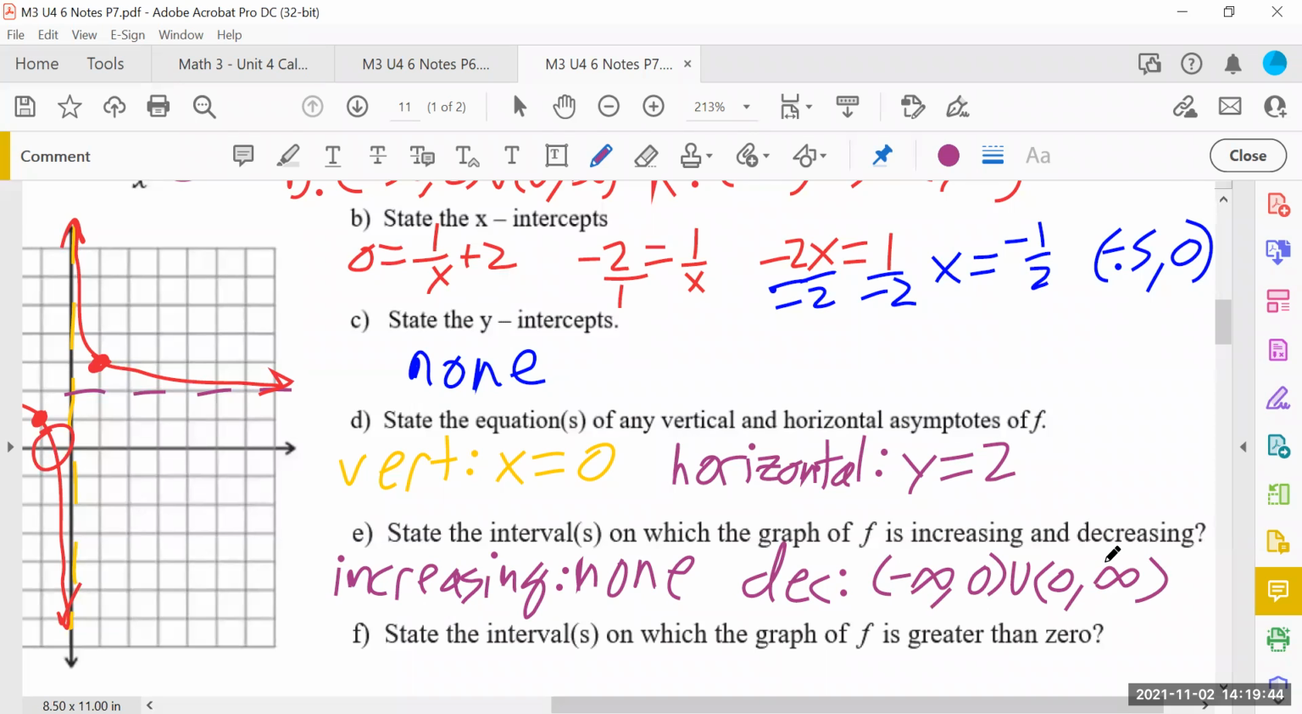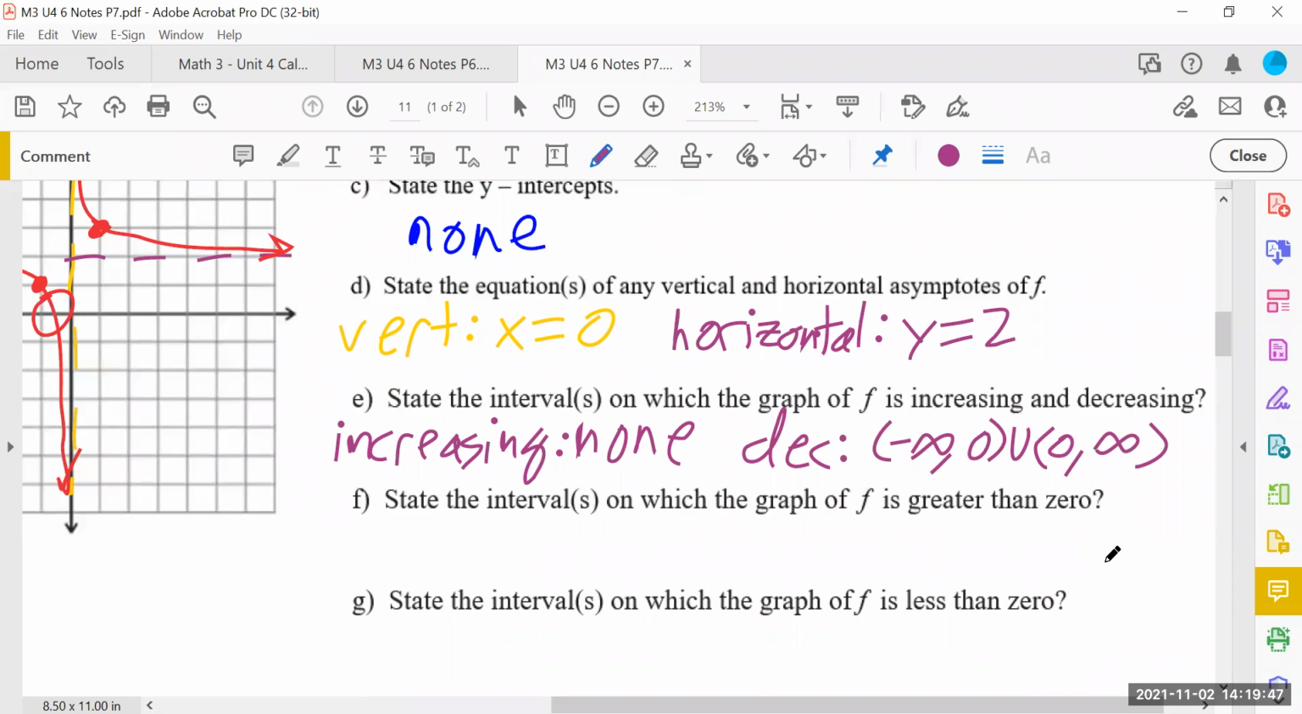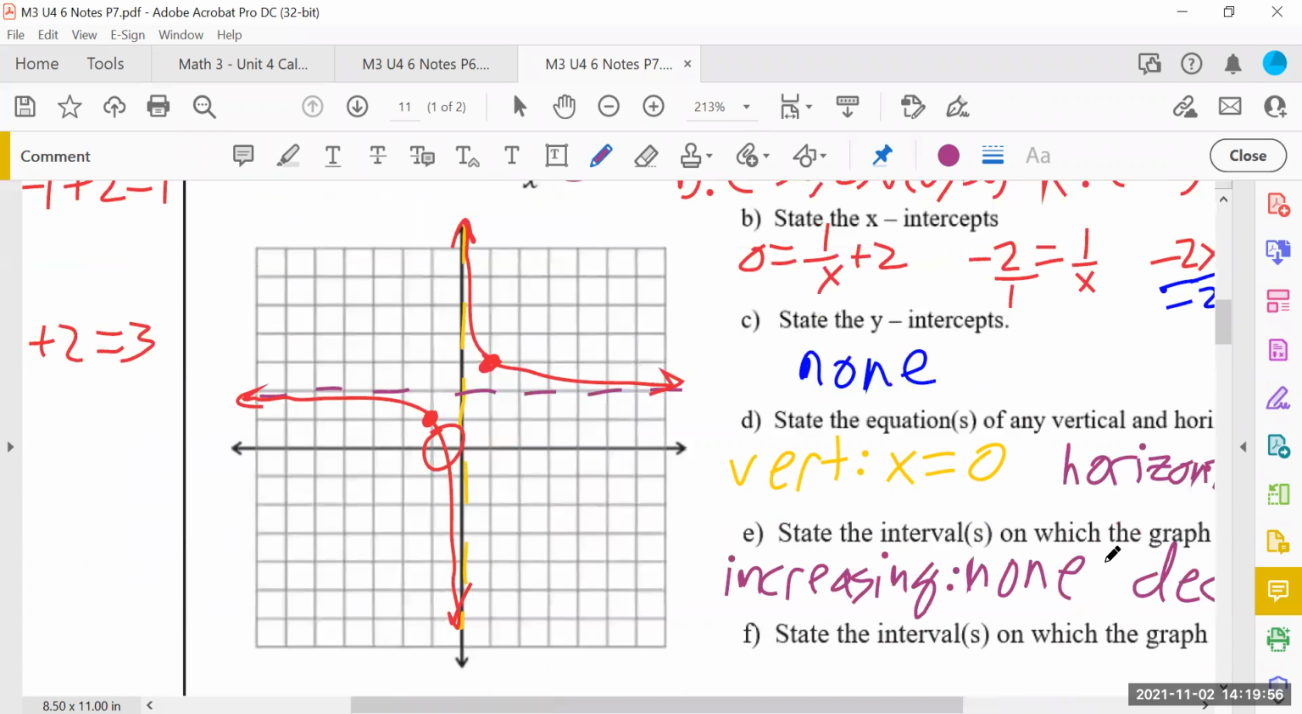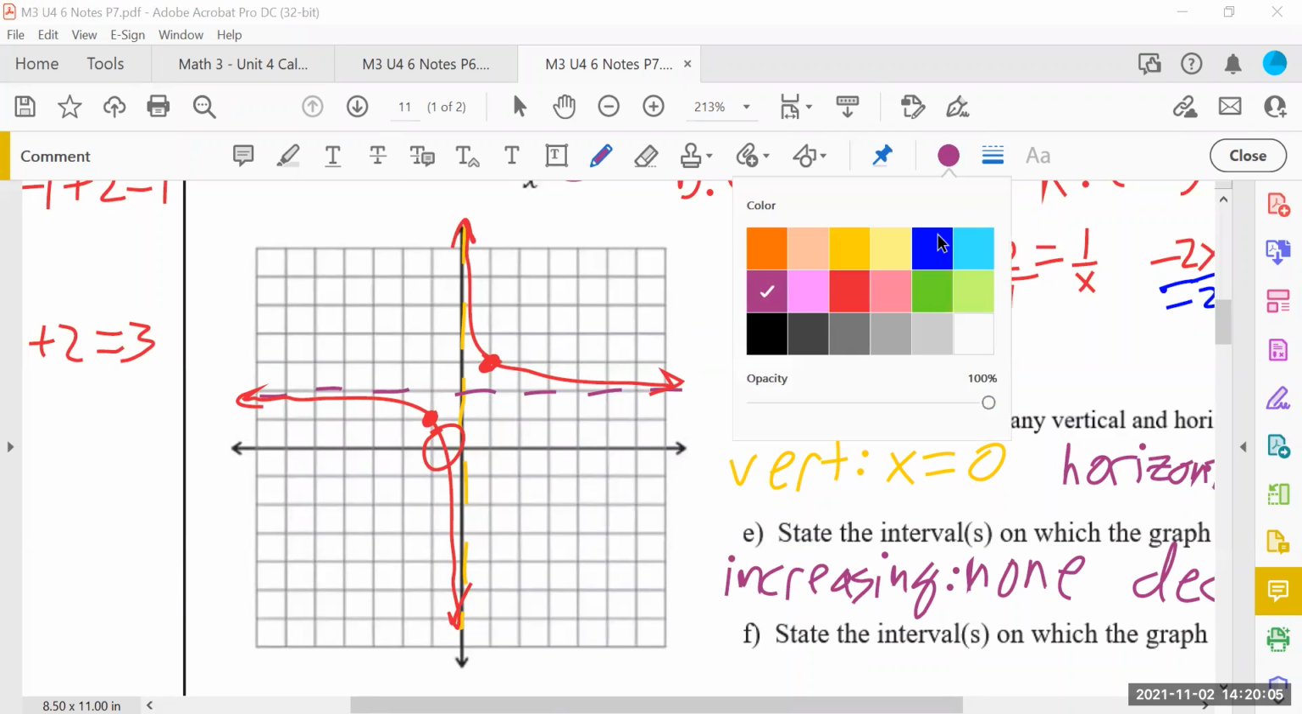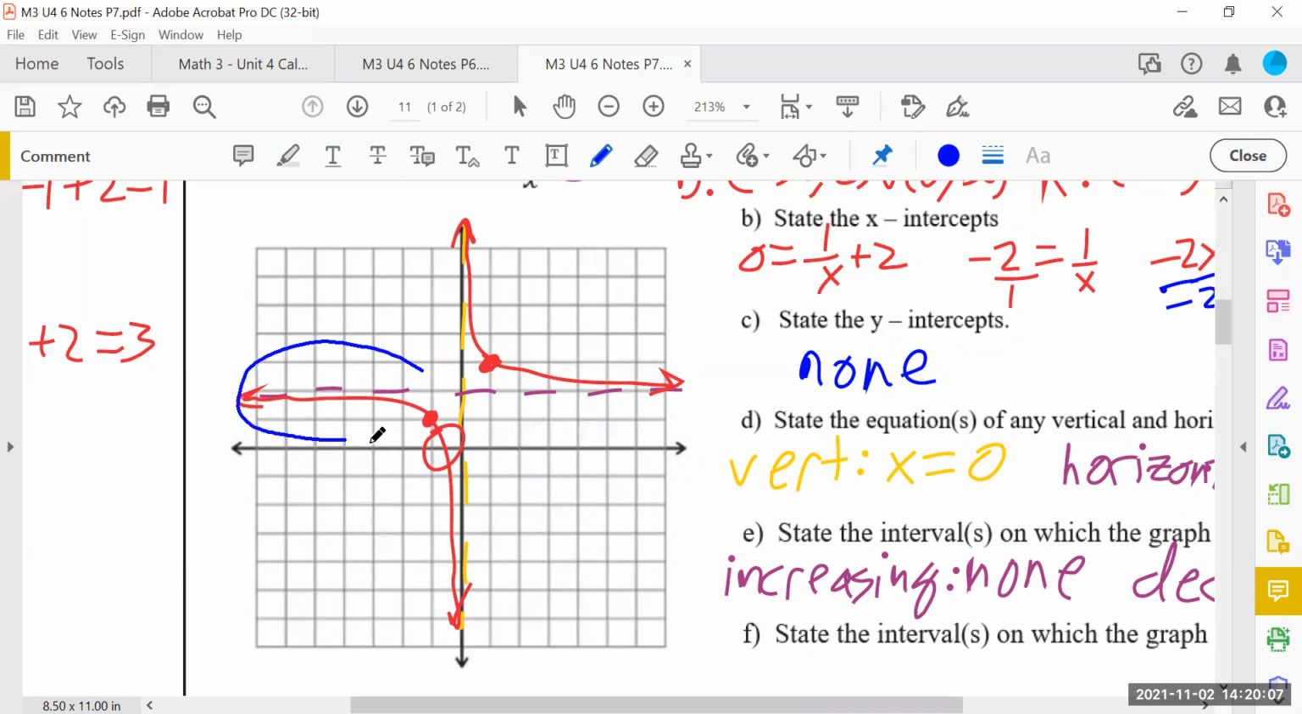And then the last piece here, state the interval on which the graph of f is greater than 0, and state the interval on which the graph of f is less than 0. If it's greater than 0, it's above the x-axis. If it's less than 0, it's below the x-axis. So looking at this graph, this piece here and this piece here are both above the x-axis. They're both above 0. Is that making sense to everyone?